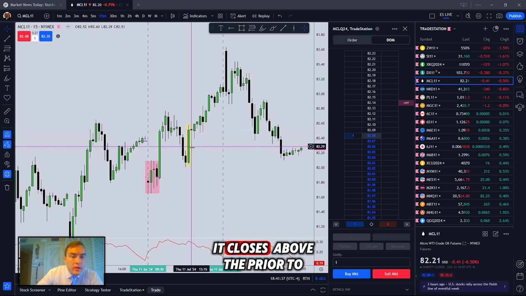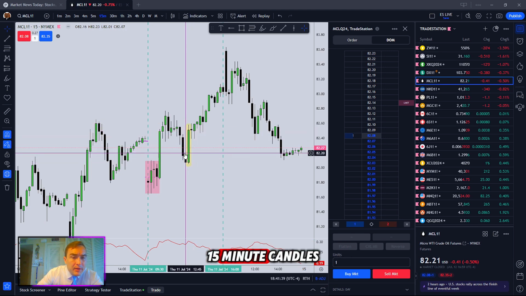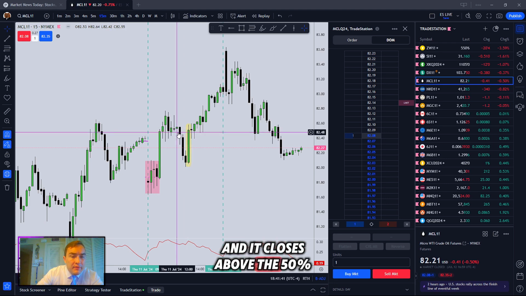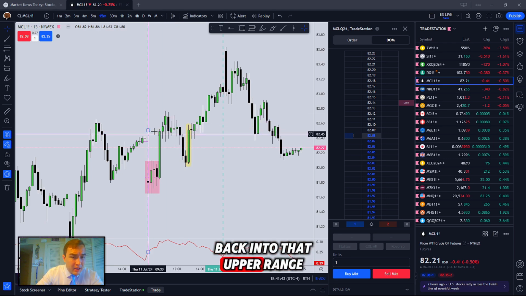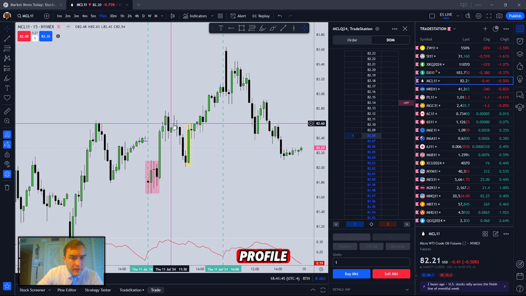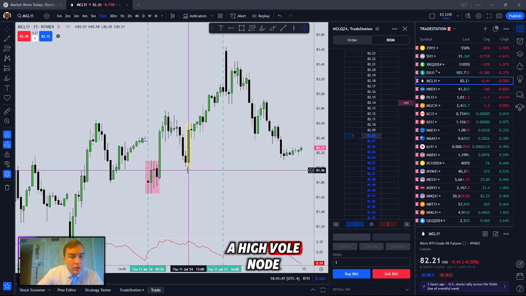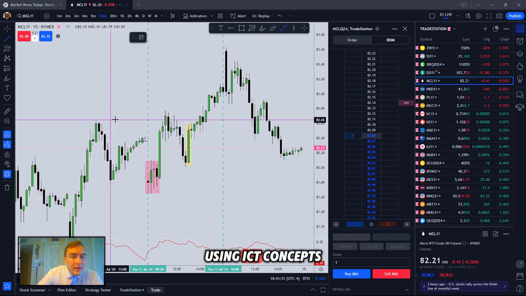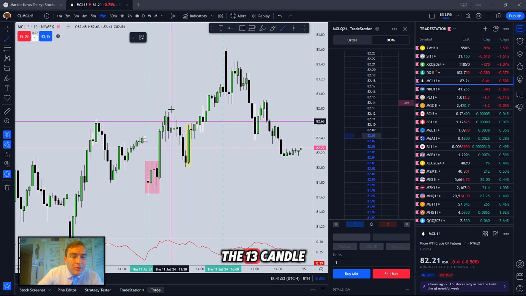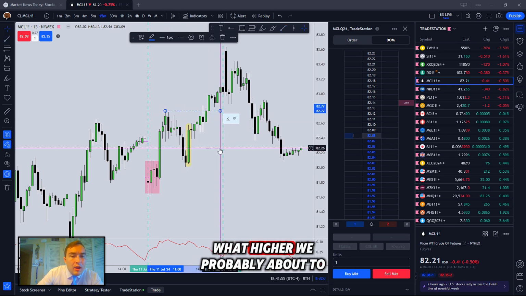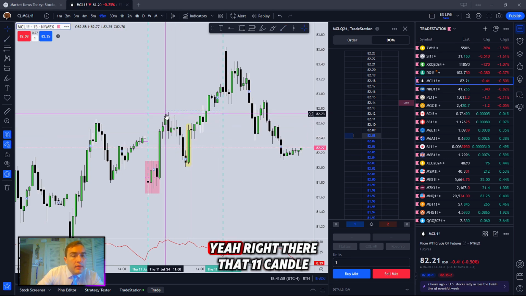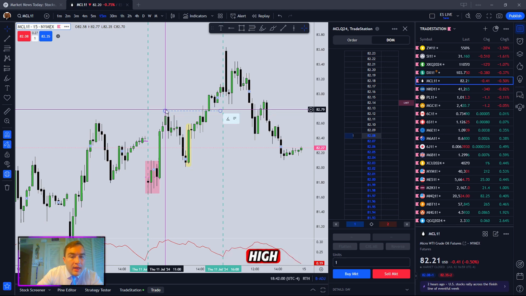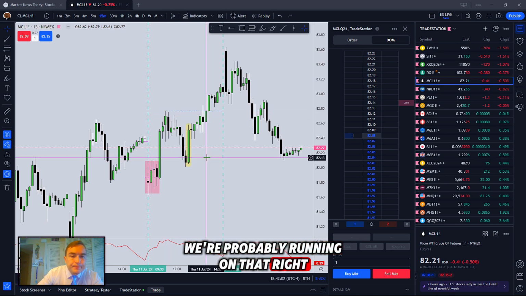It closes well above the prior two 15-minute candles, and it closes above the 50% point back into that upper range. Or if you're using a volume profile, this is going to go from a high volume node back up to a high volume node. Using ICT concepts, if we get a candle like the 1300 candle, what high are we probably about to run on? Yeah, right there, that 1100 candle high, we're probably running on that, right?